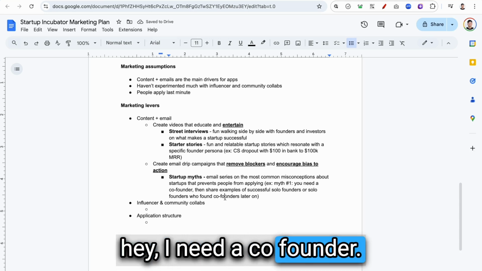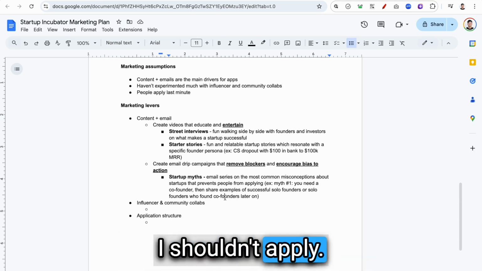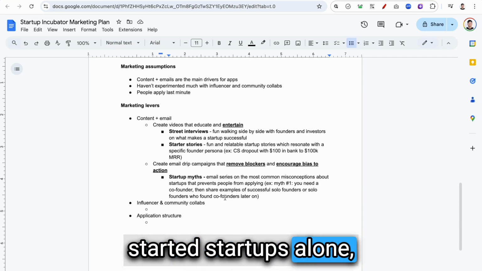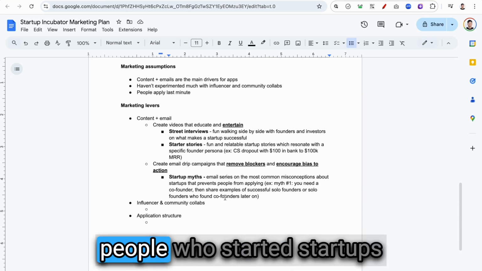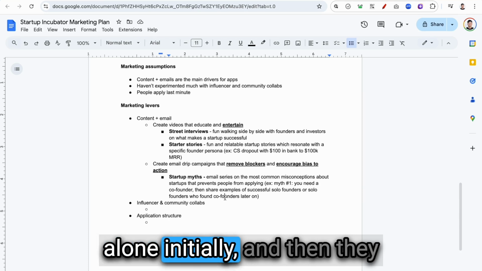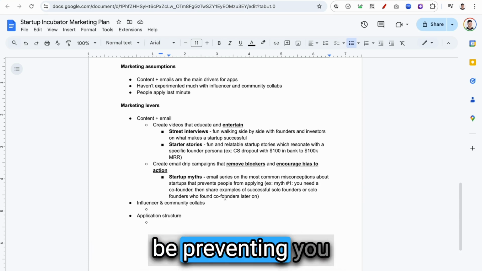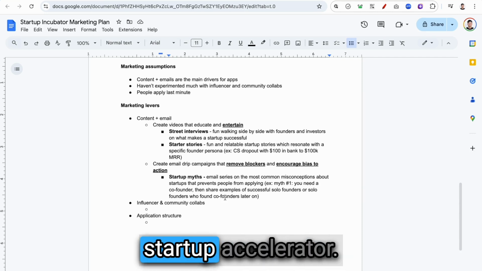Hey, I need a co-founder. If I don't have one, I shouldn't apply. But what we can do is say, hey, there are people who started startups alone and did a great job, or maybe people who started startups alone initially, and then they found a co-founder later on. And this should not be preventing you from applying to our startup accelerator.